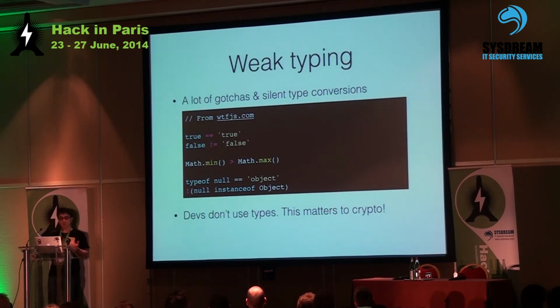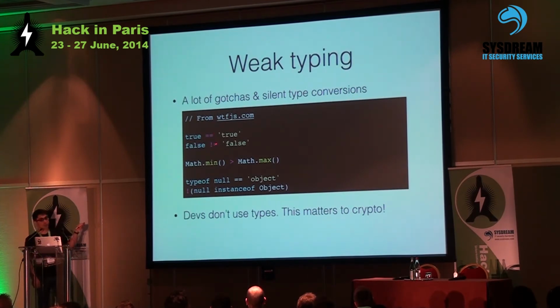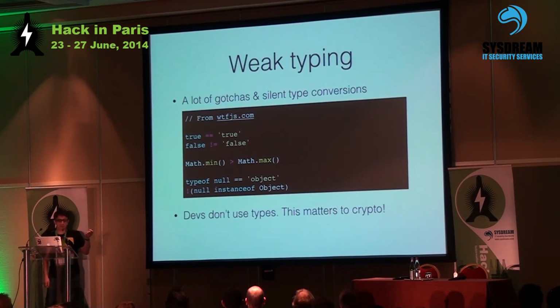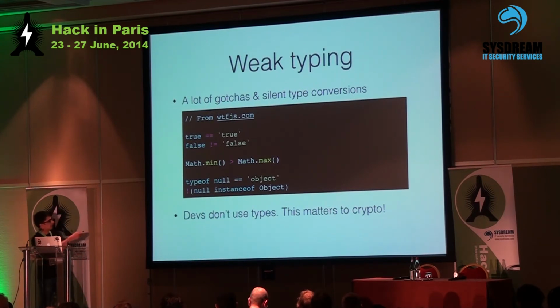So what problems can you face in JavaScript when doing crypto? Well, obviously there's weak typing, so there's a lot of type conversion going on. For example, if you compare Boolean true to a true string, they are equal, but false is not equal to false. Also, the minimum number in JavaScript is actually greater than the maximum number. This one is actually infinity, and this one is minus infinity for some reason. And while null is an object, it's not actually an object.